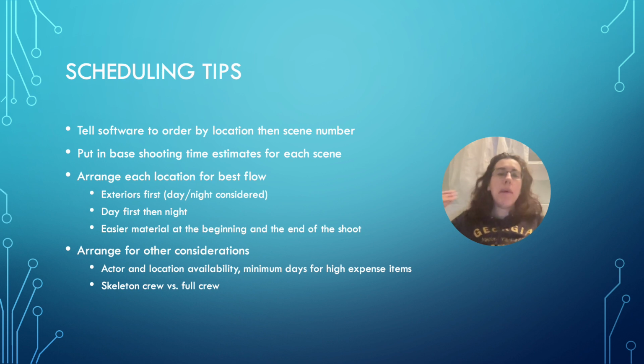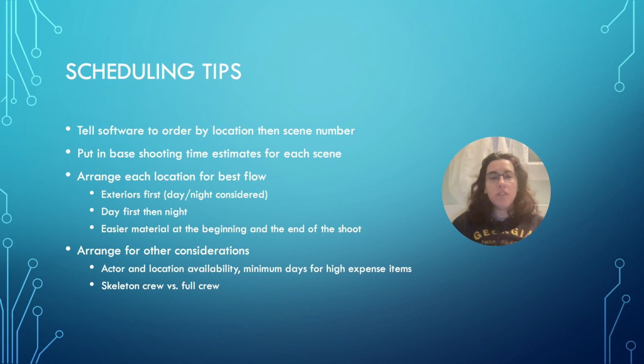All right, now here are some of my scheduling tips. Once you've thrown the strips into the software, or you've made your pieces of paper, or put it in Excel, I tell my software to order it by location and then by scene number, so it's still going in chronological order. Then I put in base shooting time estimates for each scene. So if we have an outdoor scene that we know is going to take 6 hours, that's very different from an exterior establishing shot that's an eighth of a page and is going to take 30 minutes to get.